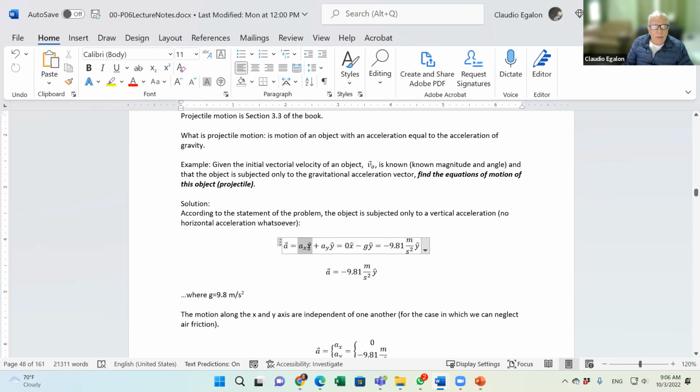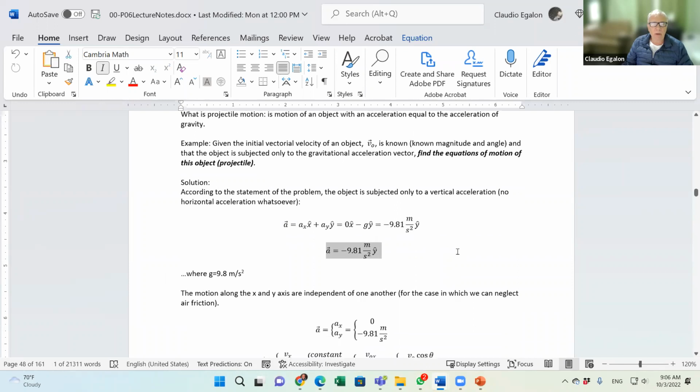Since there is no acceleration along the X direction, I'm writing this component being 0 x hat, right? And since there is only downward acceleration in the y direction, you write that down as being minus g y hat. Okay, and I wrote here, 9.81 meters per second square. So that's how is the acceleration of this object.